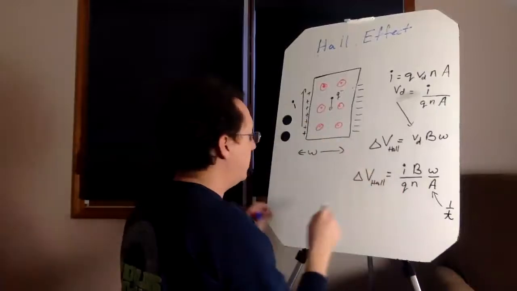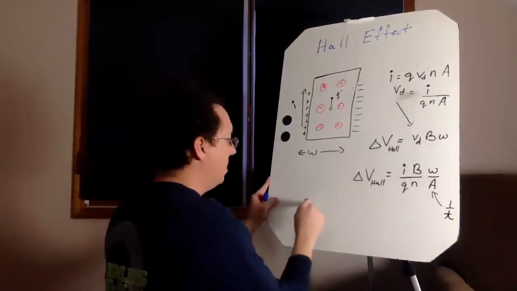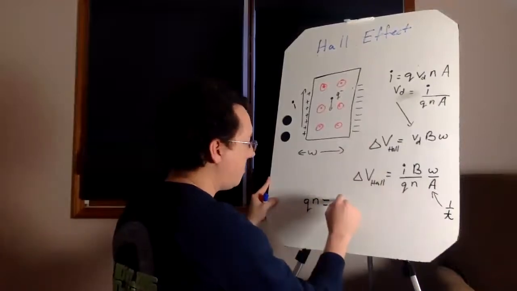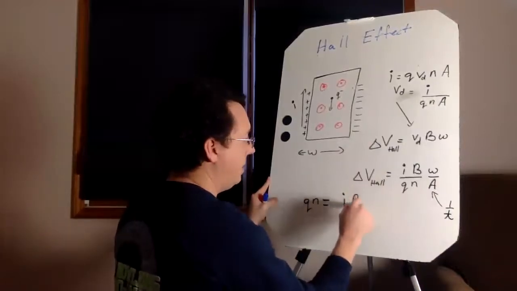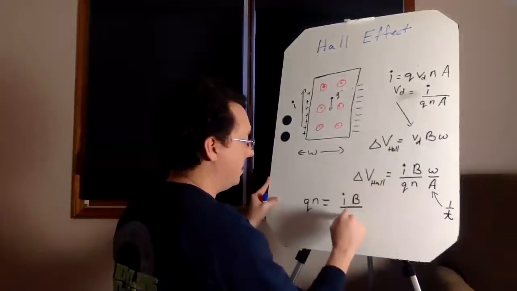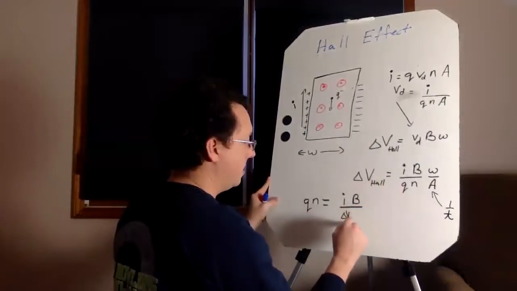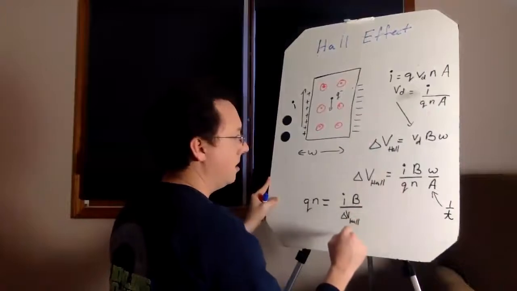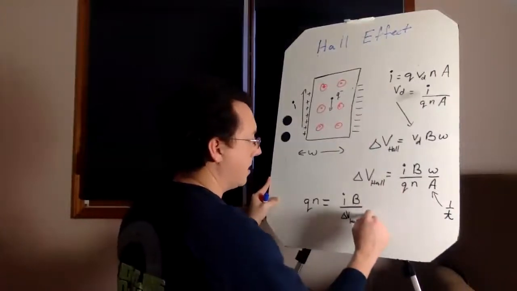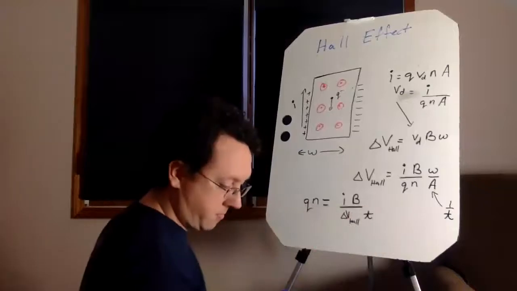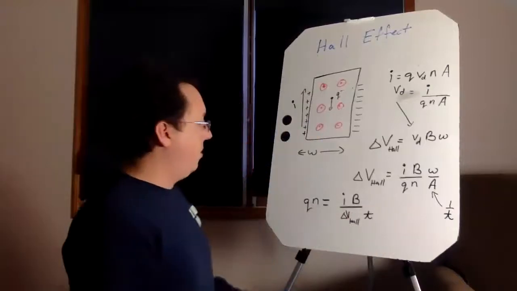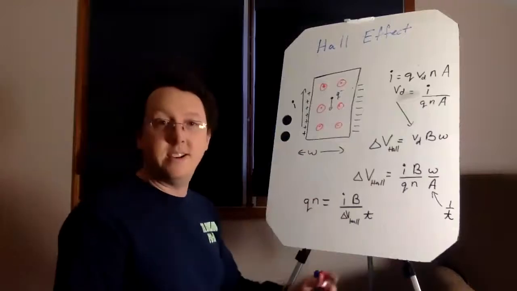So if I rearrange this, I can solve for Q times n, and that equals I times B divided by the Hall voltage and the thickness. Okay. Whew. Why is that a big deal?